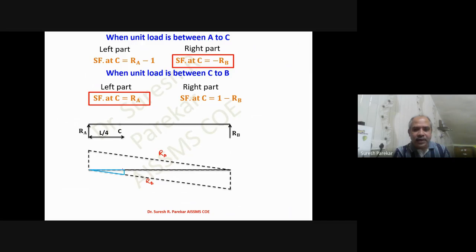So RB between A and C, the value is 1 by 4, which we know because it is at L by 4. Now if you go to C to B, then we have to consider the ILD of RA, and this will be 3/4 because it is 3/4 from B. Always keep in mind, where you find shear force, the total ordinate should always be 1. So this is the ILD for shear force at C: this is the ILD for RA, this is the ILD for RB.